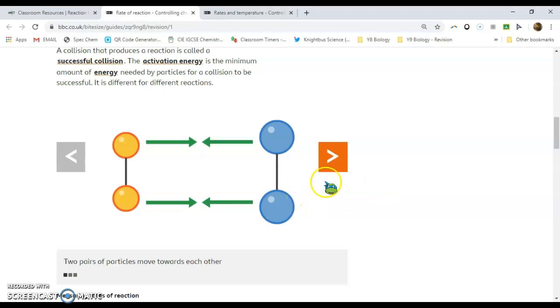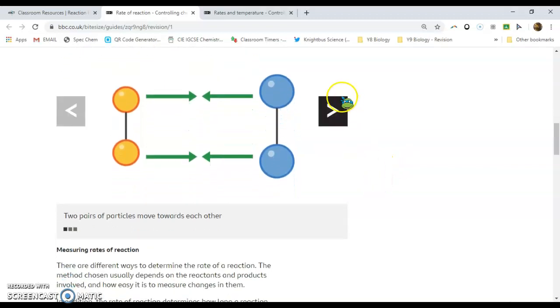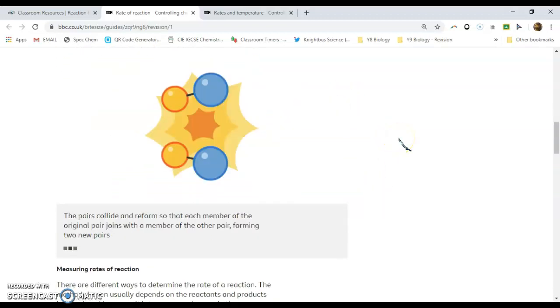Others don't. Okay, so this is courtesy of the Bite-sized BBC website. Two pairs of particles, here we are, moving towards each other. You imagine that they collide. Now let's assume that they have enough energy to overcome that activation energy barrier. They collide, and what they do is they change partners.